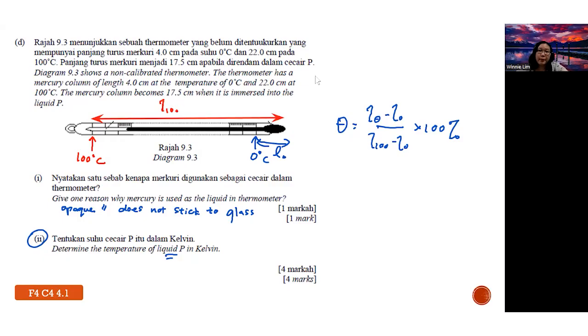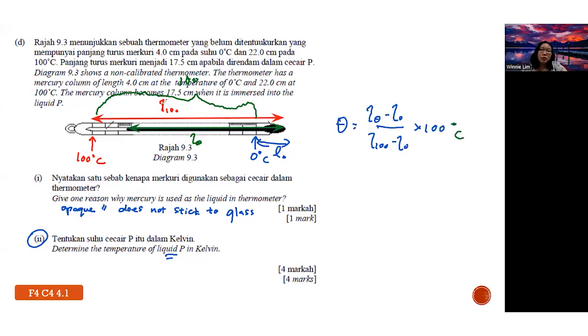Then we want to find the temperature, for example liquid P is here. So this is the length that gives you L theta. We want to get the difference, because the difference between 0 and 100, here to here, is actually 100 cm or 100 divisions or 100 degrees Celsius. Sorry, this one I wrote wrong. So this is, by right, 100 degrees Celsius.